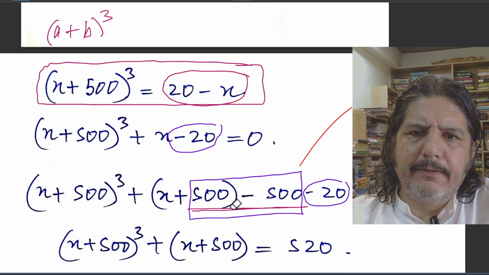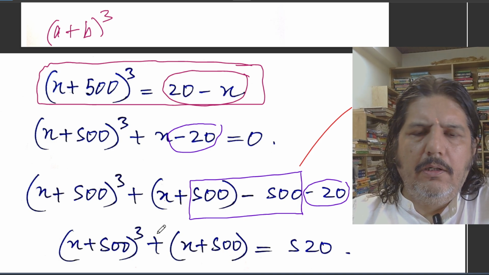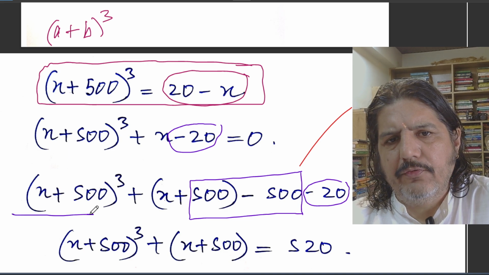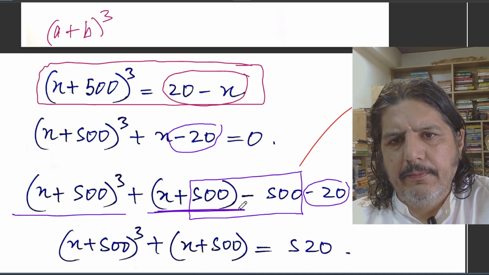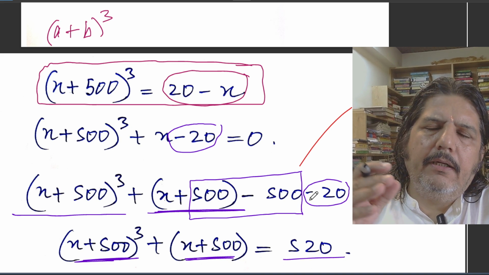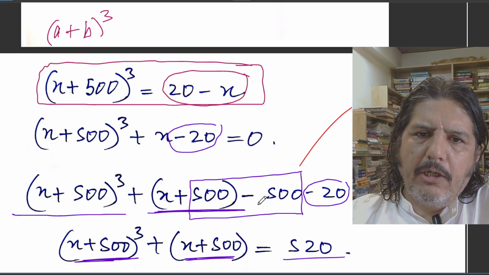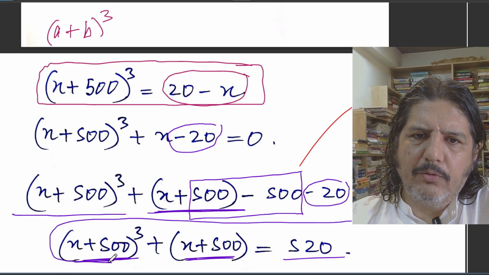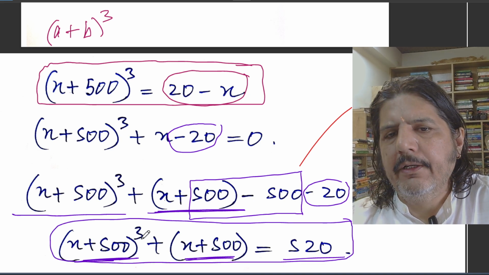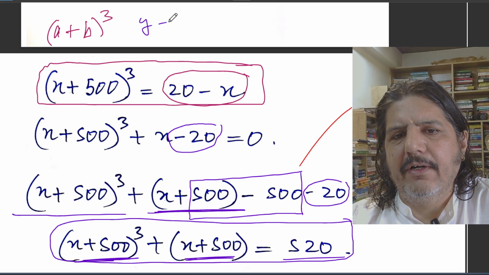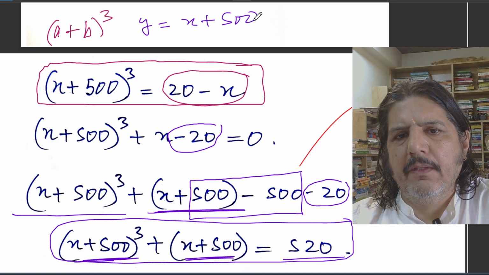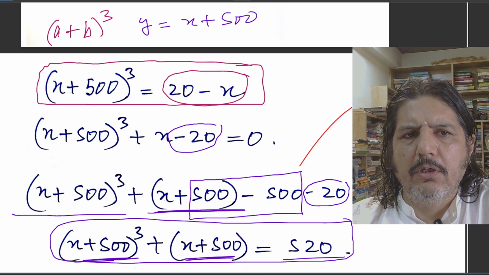Now how will they help me? Let's see. Now my expression has become x plus 500 cube. This is x plus 500, this is x plus 500 cube. And this minus 500 and minus 20 is minus 520, which I have taken to the right hand side. Now, if you look closely at this expression, what I will say is that let y be equal to x plus 500. And this expression will reduce itself to y cube plus y is equal to 520.